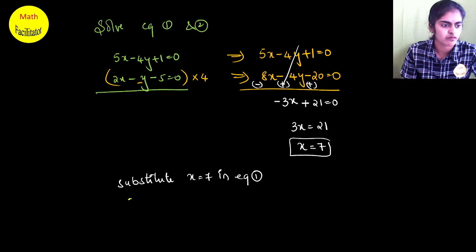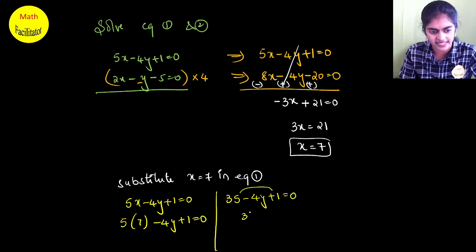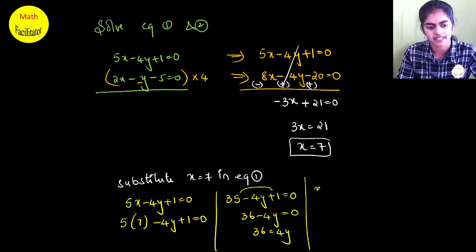See, so 5x minus 4y plus 1 equal to 0. So I can write 5 into x is 7 minus 4y plus 1 equal to 0. 5 sevens are 35 minus 4y plus 1 equal to 0, or 35 plus 1 is 36 minus 4y equal to 0, or I can write 36 equals 4y, or I can write y is equal to 36 divided by 4. What is 36 divided by 4?